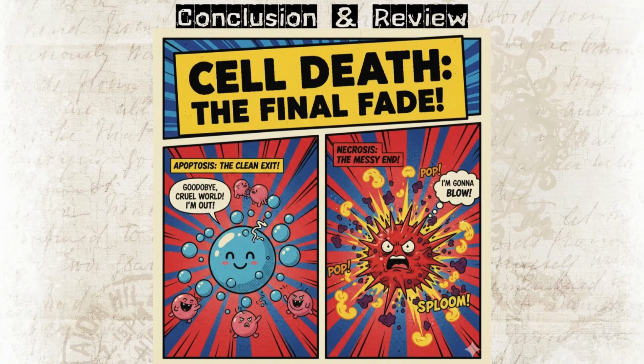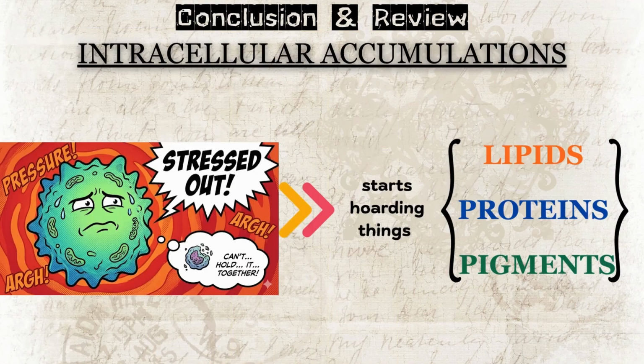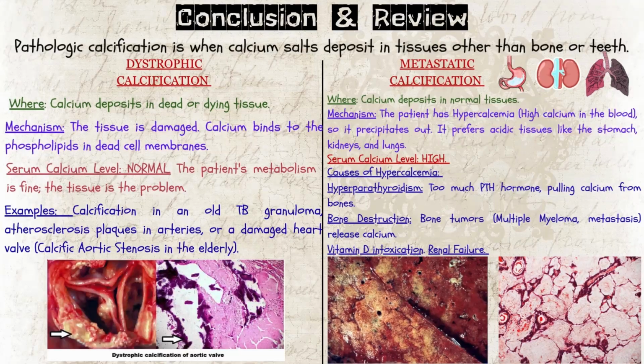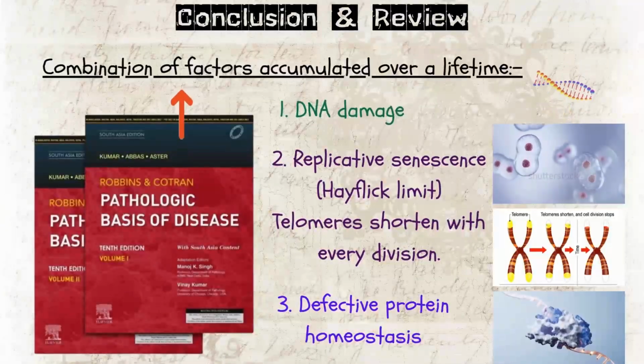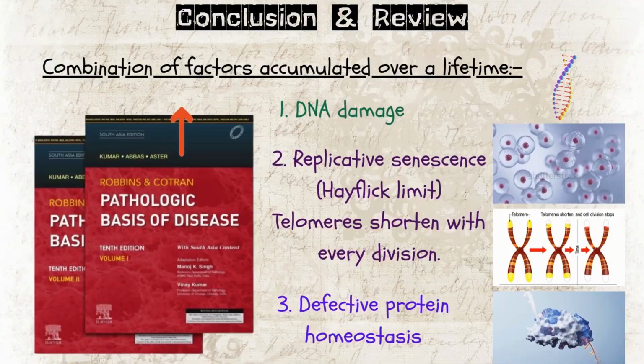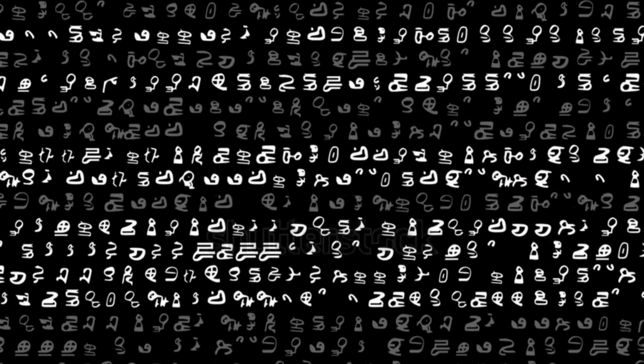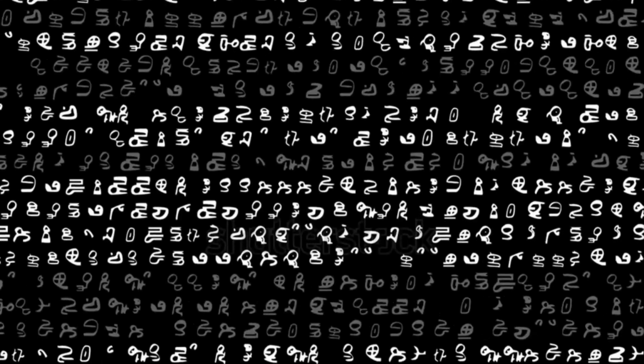We witnessed the two deaths, the messy necrosis and the tidy apoptosis. We saw what happens when things pile up, accumulations and calcification. And finally, why the cell eventually crumbles with aging. Mastering this chapter is the key to everything that follows. If you understand this, you understand the fundamental language of disease.